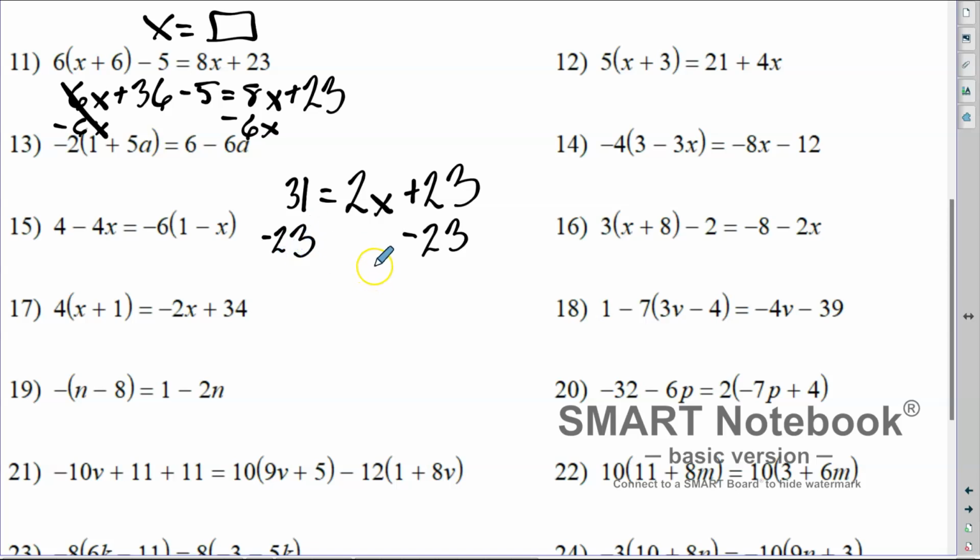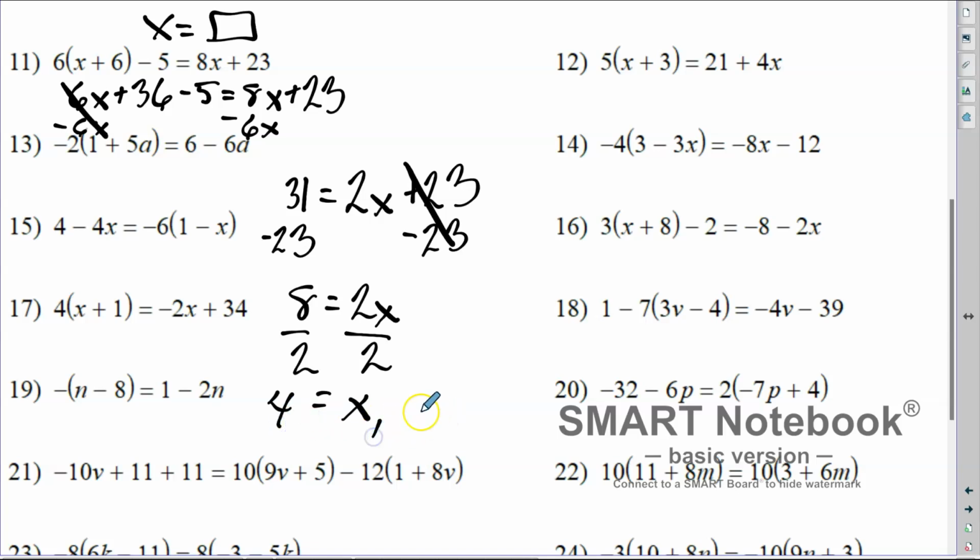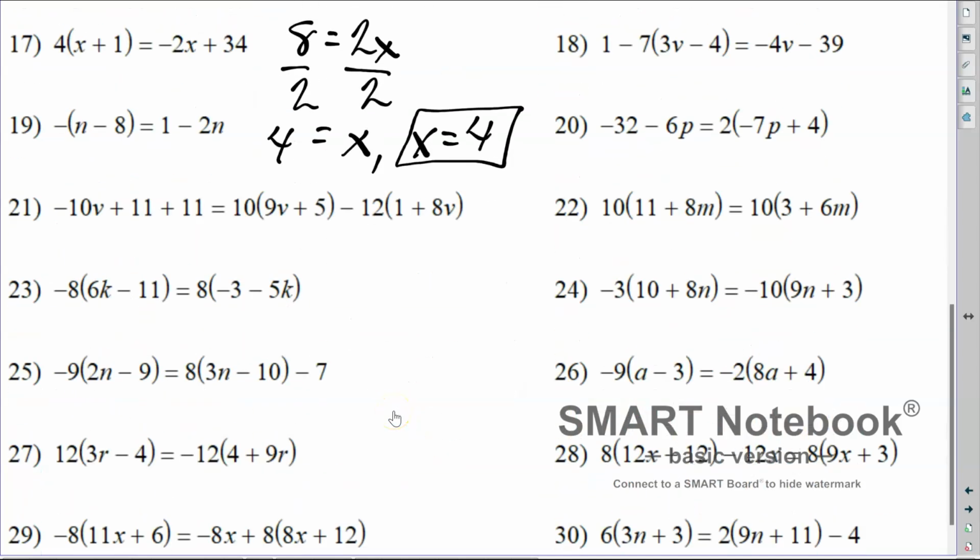I get 8 equals 2x, and I'm multiplying by 2, so the opposite is divide by 2. And I get x equals 4. And many times you want to put the variable first just to remain consistent, and I'll write it like this. Alright, so that is the medium set.